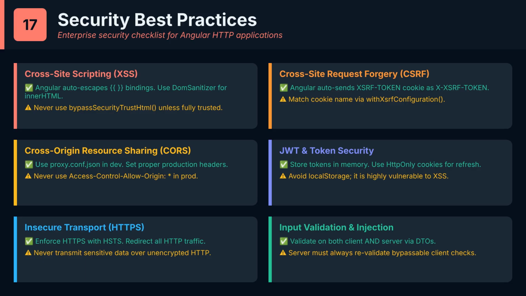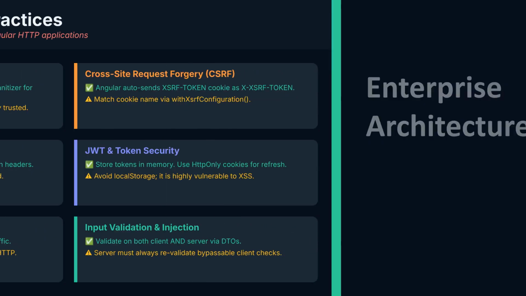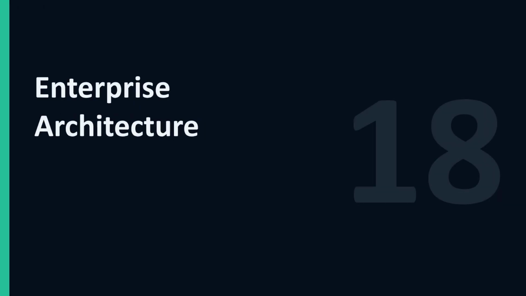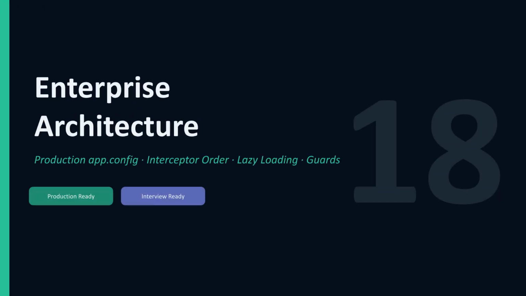Angular provides built-in defenses against XSS and CSRF. Always enforce HTTPS with HSTS and store tokens securely in memory, avoiding local storage due to XSS vulnerability. Section 18 covers enterprise architecture, focusing on production configuration, interceptor order, lazy loading, and route guards. This sets the stage for building scalable, enterprise-grade Angular applications.